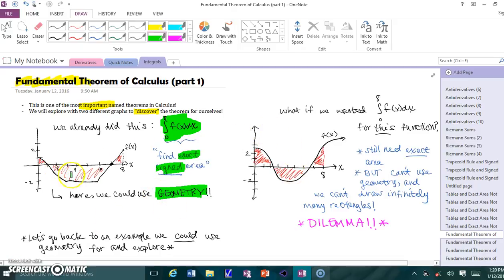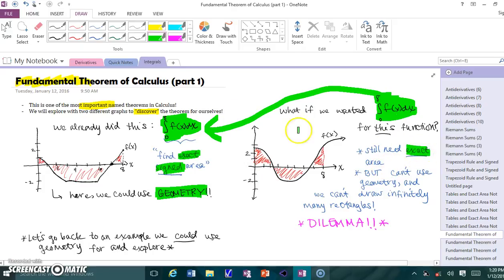Not every function looks like this, where you can use geometry formulas. Some functions are curvy, or a lot of functions, I should say, and there's no geometry formula for these shapes here. So now let's have the same exact question as right here, but now we want it for this function. There is a signed area, but notice these are not just normal geometry shapes that we could use formulas for. We still need the exact area.